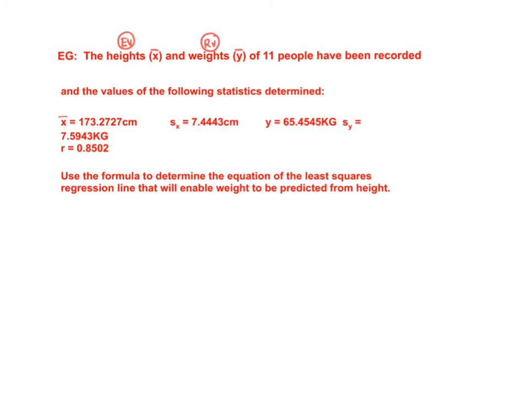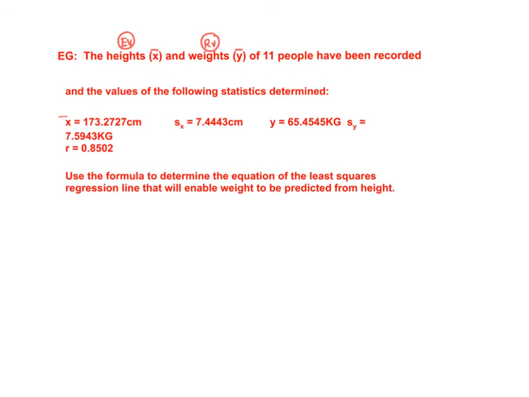Okay, so they've given you here the mean of X, which is height. So the mean or average height was 173. Then they've given you the standard deviation. They've told you the mean weight was 65 kilograms, so on average. And sorry, the SY got moved over here, so we can just put it there, 7.5943 kilos. That's the standard deviation.